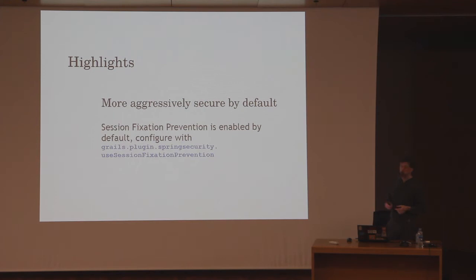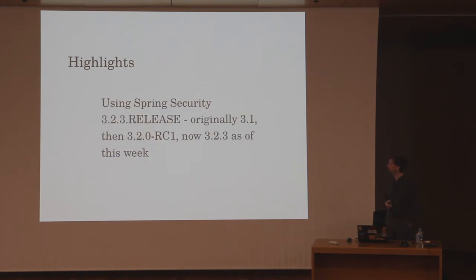The session fixation prevention that I was talking about earlier used to default to false, and you had to turn it on. Now it's on, and you have to turn it off if you don't want that. So when I first started this refactoring, I was working with Spring Security 3.1. The 1.2 plugin is using 3.0.7. Originally, when I started doing this refactoring, I switched to 3.1, and then 3.2 came out, and then 3.2.1 and 2, and literally this week, Wednesday, I think, 3.2.3 was released. So now the plugin uses 3.2.3. So it'll always use the latest and greatest Spring Security under the hood.